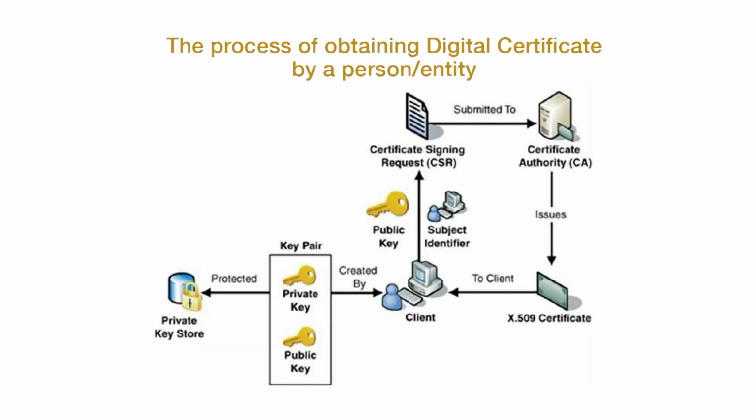The process of obtaining a digital certificate by a person or entity is depicted in the following illustration. As shown in the illustration, the CA accepts the application from a client to certify his public key. The CA, after duly verifying the identity of the client, issues a digital certificate to that client.